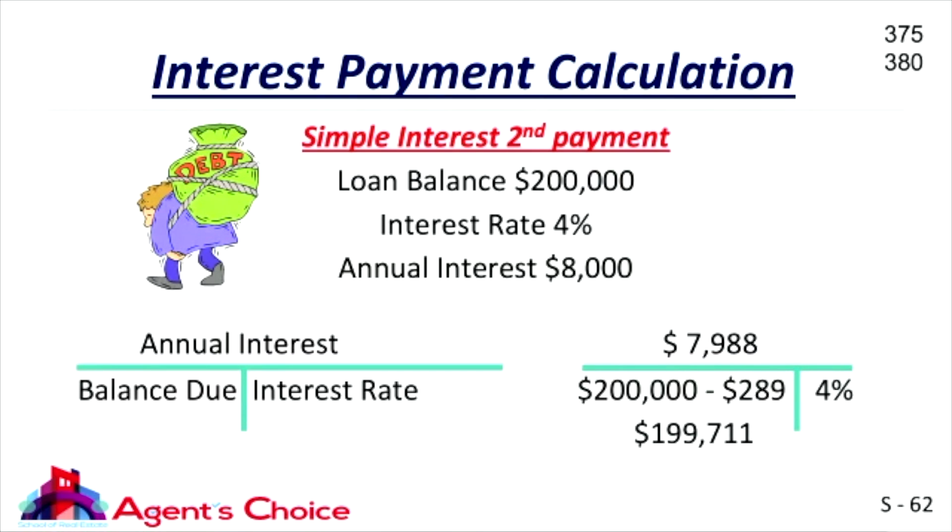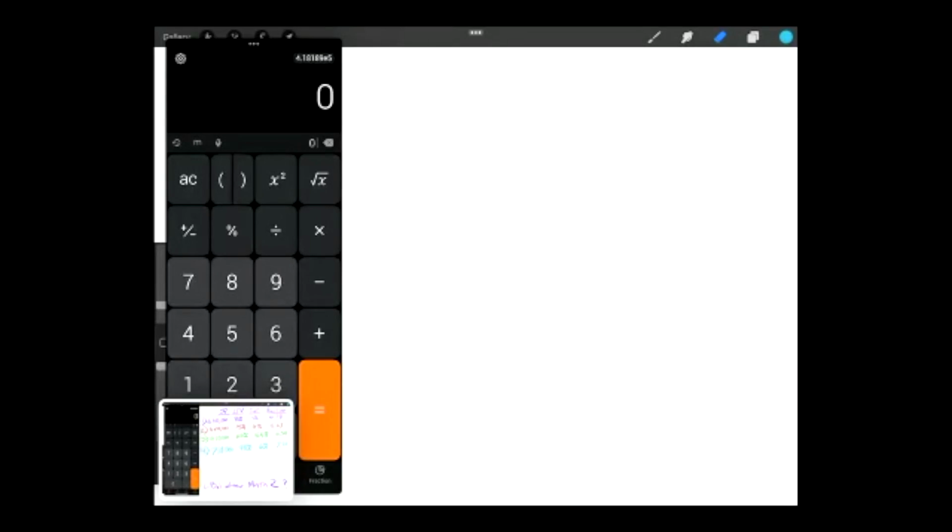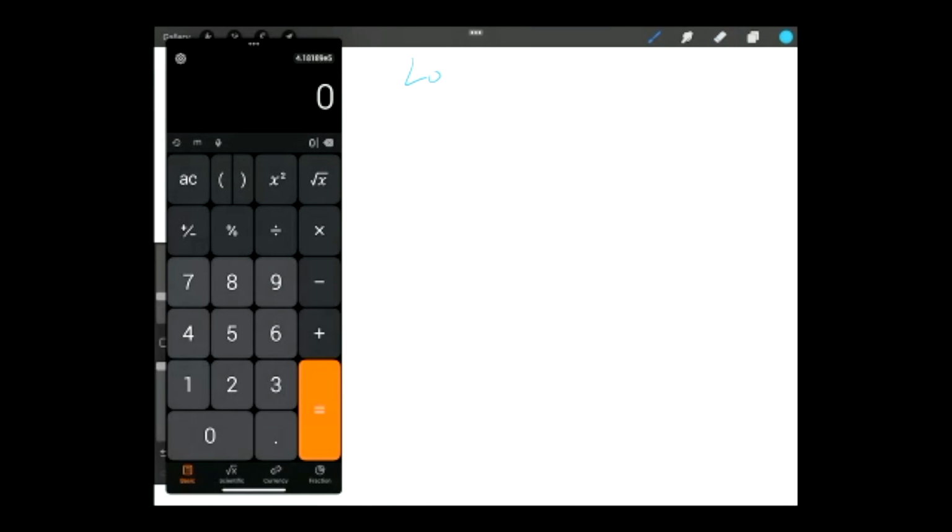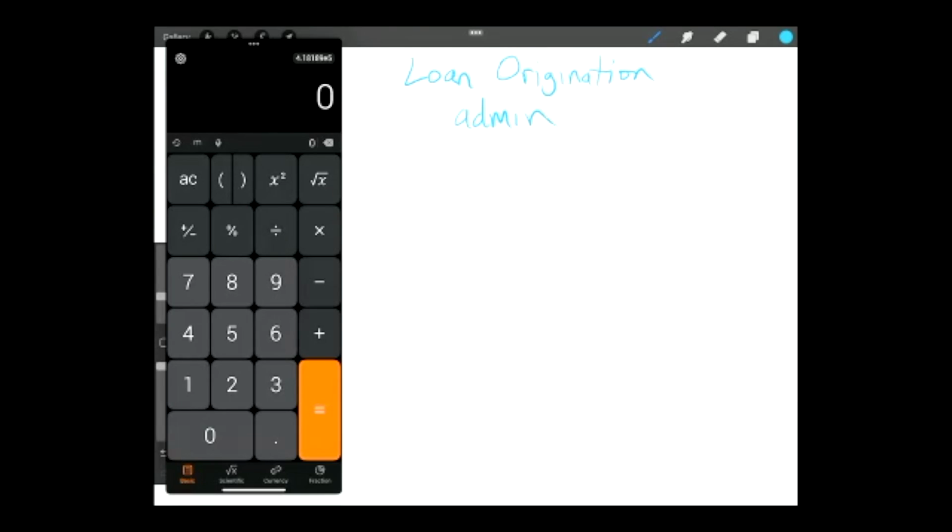Loan origination fee is pretty simple, pretty straightforward. What is a loan origination fee, by the way? Admin fee? Yeah, just admin. They're just charging you a fee, and it's a percentage based on the loan amount, because again, all lender related fees are pretty much based on the loan amount.